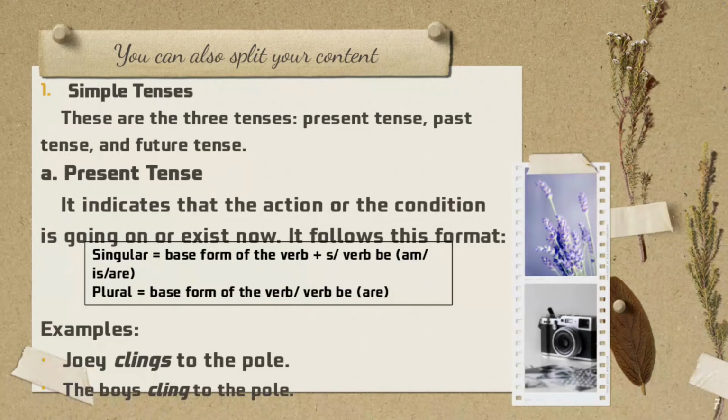So our focus for today's video is the simple tenses. These are the three tenses under the simple tenses: the present tense, the past tense, and the future tense. For the present tense, it indicates that the action or the condition is going on or exists now. It follows this format. Singular equals base form of the verb plus s. For example, Joey clings to the pole. So our verb here is clings for singular. Then plural equals base form of the verb. For example, the boys cling to the pole.